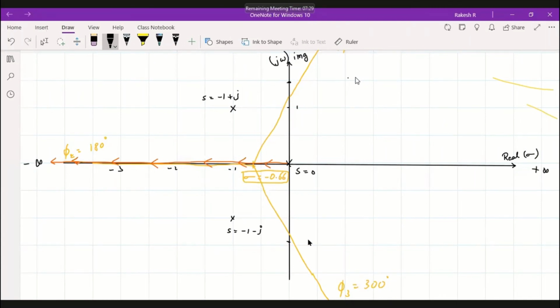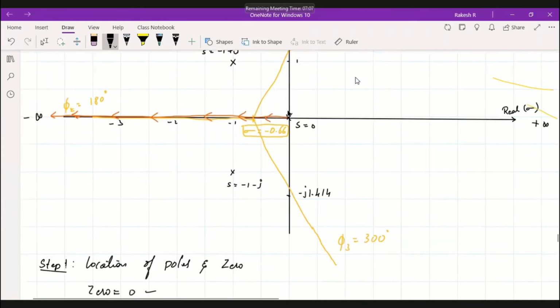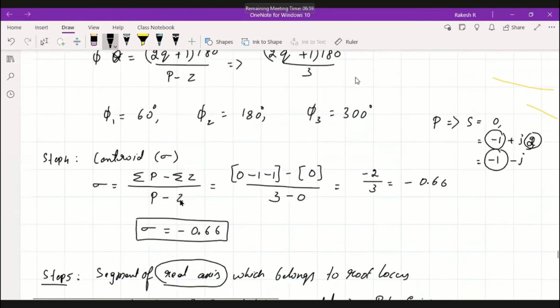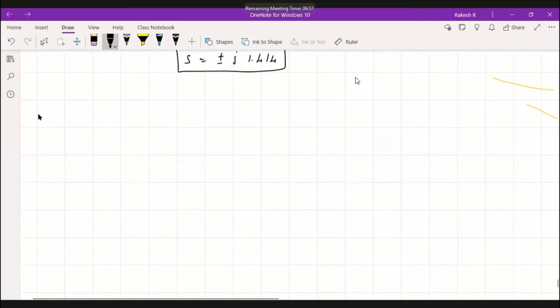So this is minus j into 1.414, and this is plus j into 1.414 here. This is the point where it crosses the imaginary axis. But these roots are on the complex side. So for this, we need to find out the angle of departure. That is step 8.